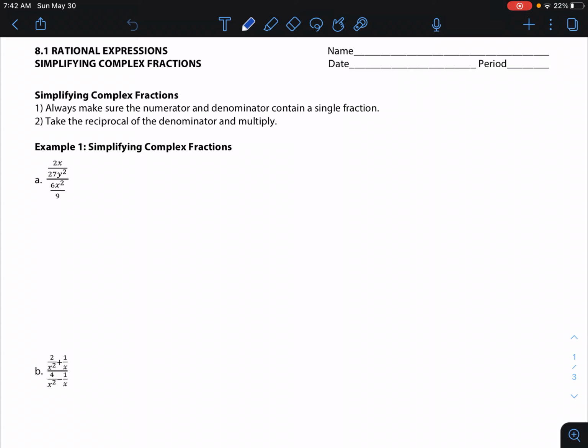So if you look at the two examples that we have up on the screen right now, in the first one, the numerator and the denominator contain one single fraction. However, in the second example, the numerator and the denominator both contain two fractions. And so before we can do anything with the second one, we have to turn that into one fraction in the numerator and the denominator. And once we do that, we can do what we need to do. However, there is also another method we can use to do that second one that I'll show you. I'll show you both of them so you can choose which one you want to do.